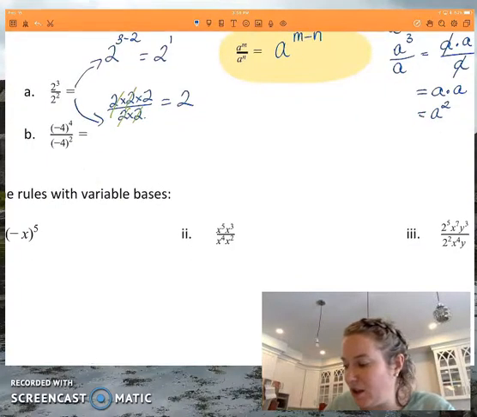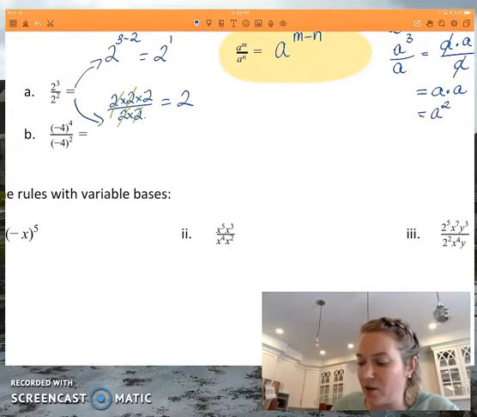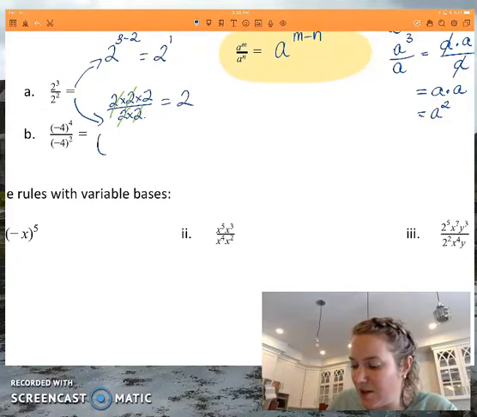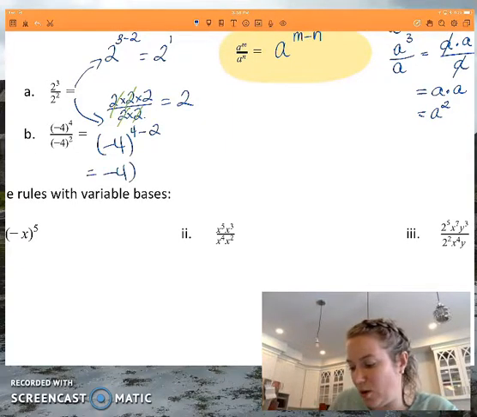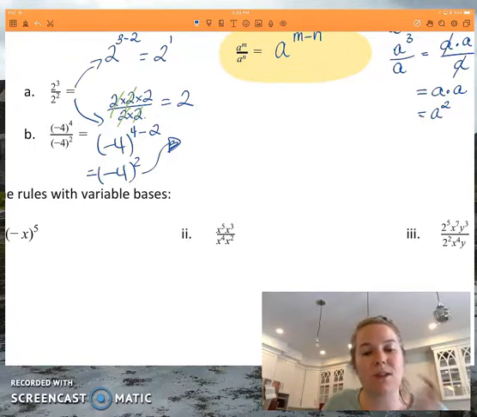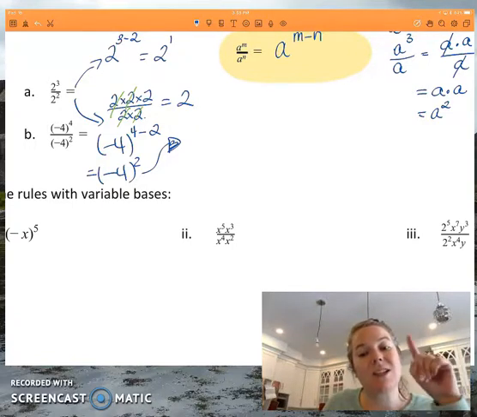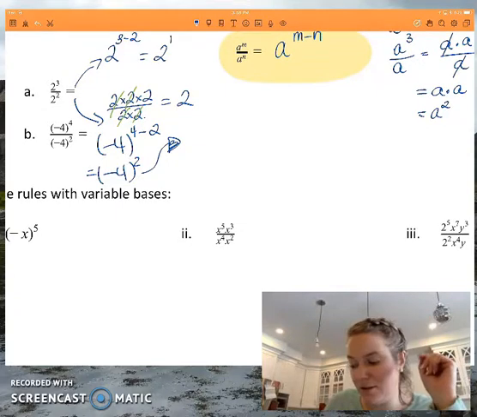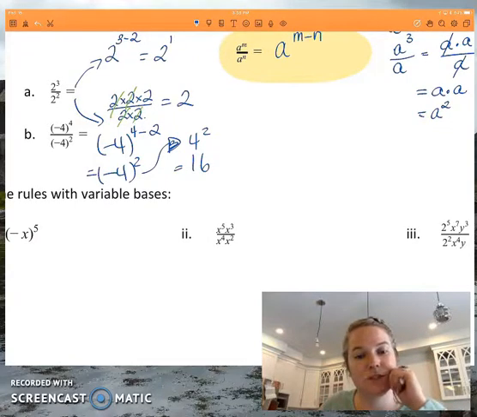So let's look at another one. We're going to use the rule to solve this. The base is negative 4. The numerator exponent is 4. The denominator exponent is 2. You're going to get negative 4 to the exponent 2. What is that? When you evaluate it, you say, okay, negative is inside the brackets. Exponent is even. So you're going to get 4 squared, which is 16. So your answer is 16.